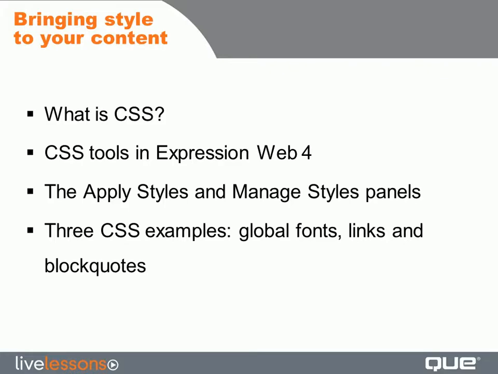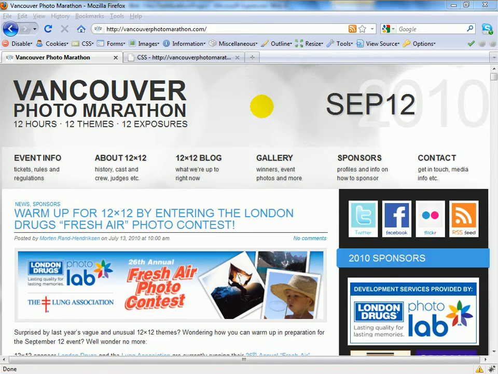In this lesson, I'll answer the question, what is CSS? We'll look at the CSS tools in Expression Web 4, in particular, the Apply Styles and Manage Styles panels. And we'll go through 3 CSS examples: global fonts, link styling, and block quotes. The simplest answer to the question, what are cascading style sheets, or what is CSS, is this. CSS applies style to the content.